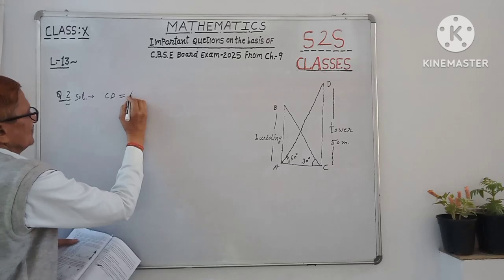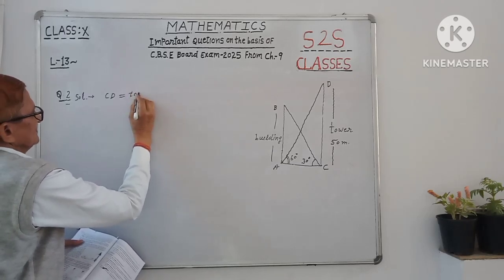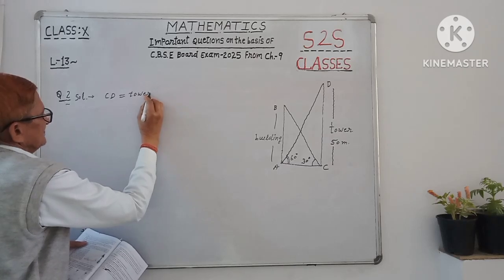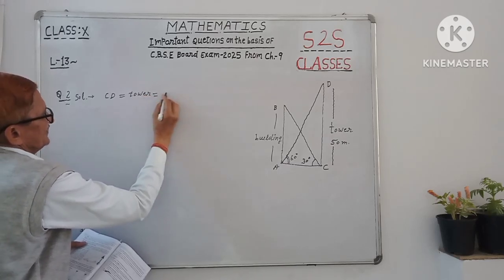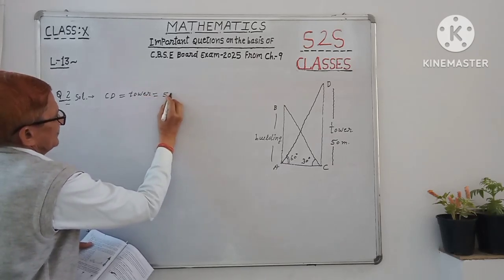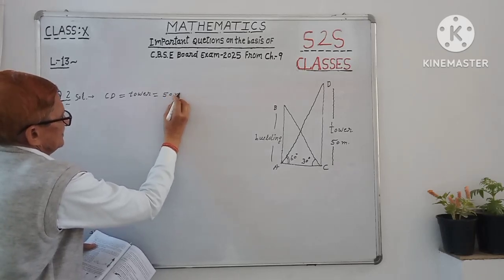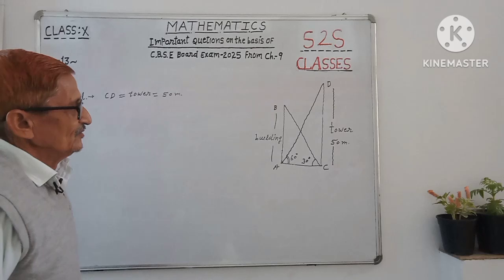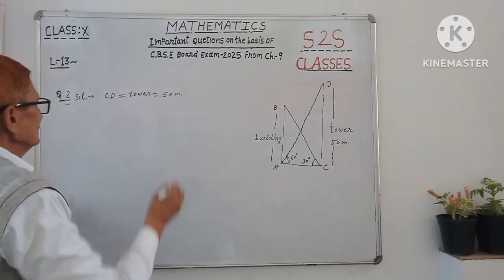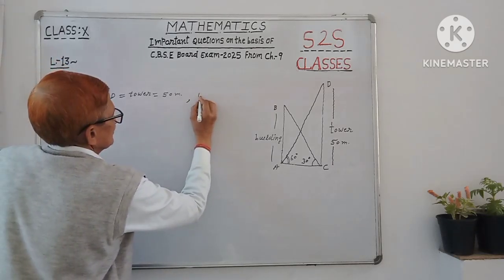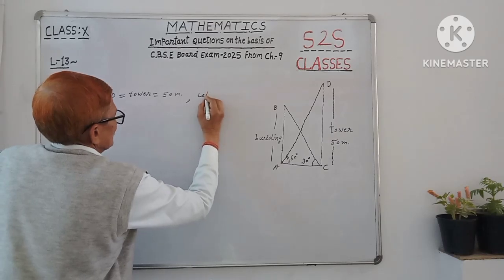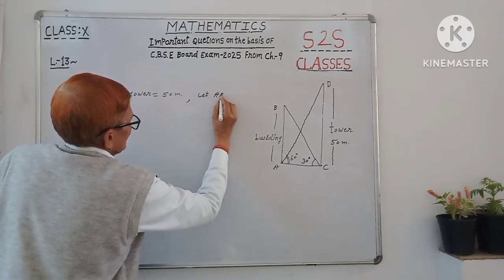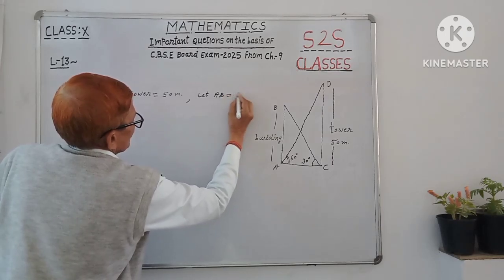If the tower is 50 meter high, CD is equal to 50 meter. CD is equal to tower, ठीक है बेटा, and height is equal to 50 meter, given. After that, find the height of the building, asking. Let AB is equal to H.